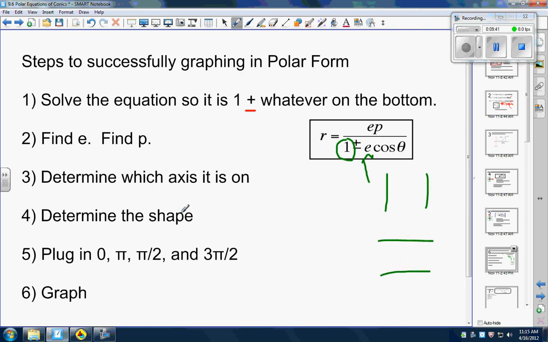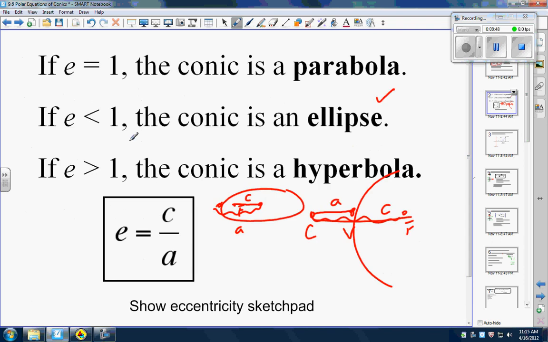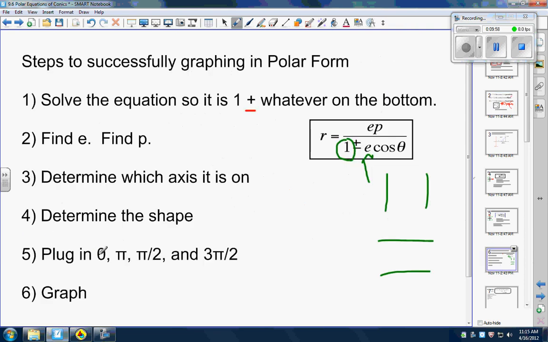Determine the shape. So what's the eccentricity? If it's 1, it's a parabola. If it's less than 1, we're going to say it's an ellipse. If it's greater than 1, it's a hyperbola, and that comes from this ratio and also your Sketchpad file. We're going to plug in 0, pi, pi over 2, and 3 pi over 2. Those are super easy values with both sines and cosines. 1, 0, -1 are the only things that are going to happen. Those will give us 4 points, and then we're going to graph them. So in part 2, we'll try and do a couple examples here.